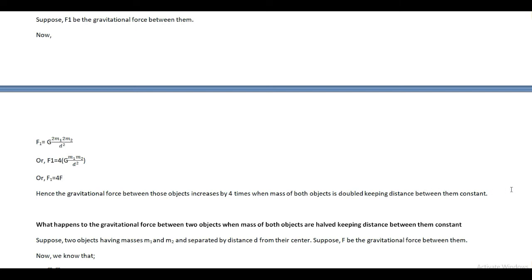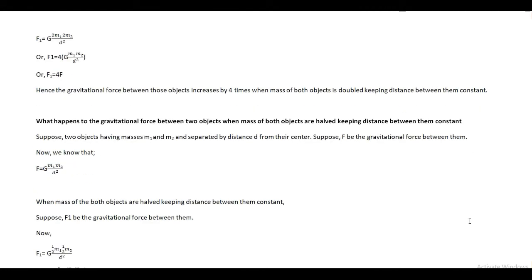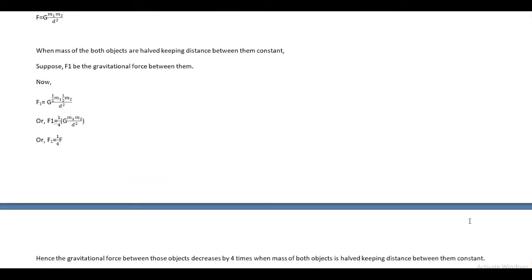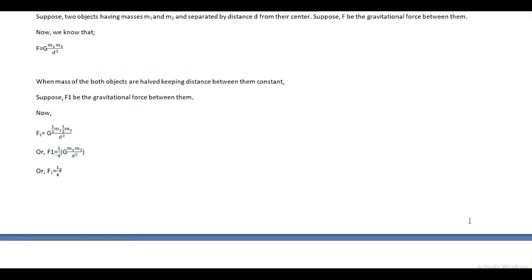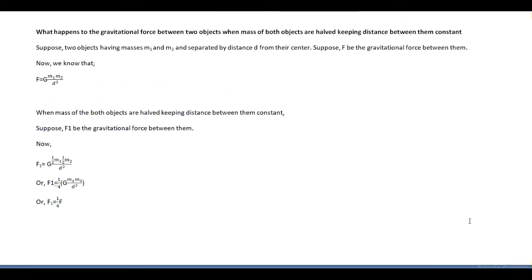So now let's see another kind of analytical question and find out the answer. The question is: what happens to the gravitational force between two objects when the mass of both objects is halved, keeping the distance between them constant? It means now the mass of both objects is reduced to half, but the distance is not changed. Then what will happen to the gravitational force? And here again we solve it in a similar way.